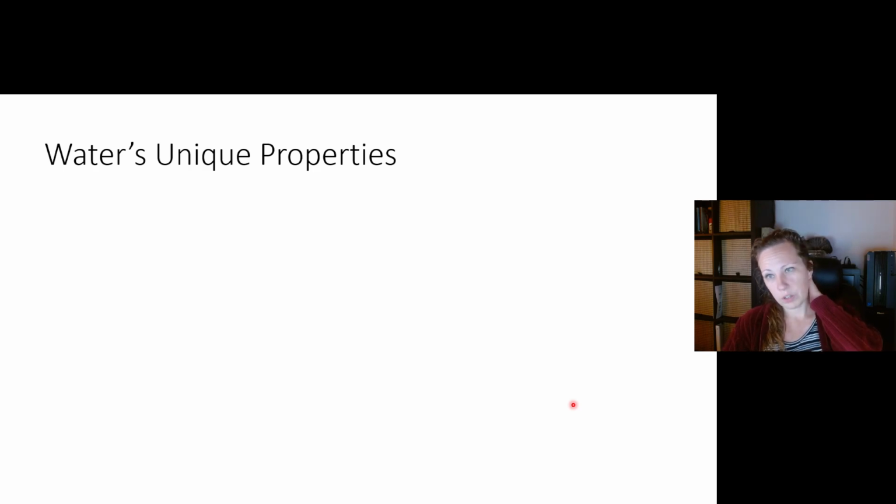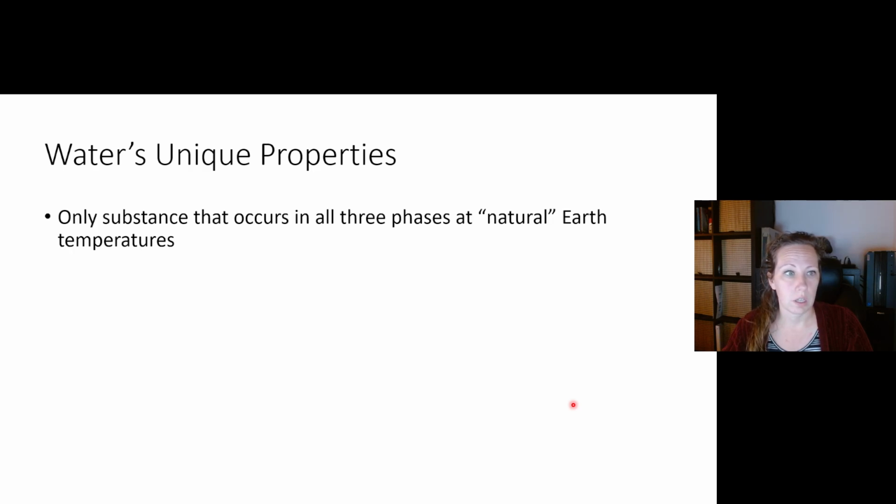So water is really unique amongst all of the chemicals, and that's one of the reasons why it sustains life for us. It is the only substance that occurs in all three phases, solid, liquid, and gas, at natural Earth temperatures, right? So like the natural temperatures that weather on Earth produces. It is the only substance that can occur in all three phases on Earth without man's intervention, okay?